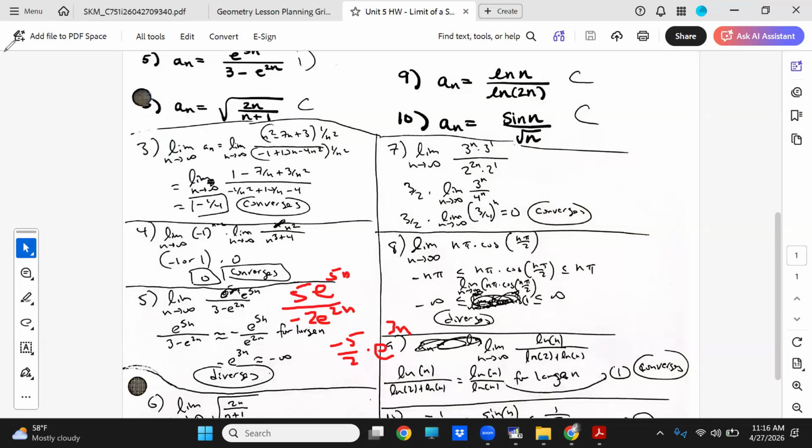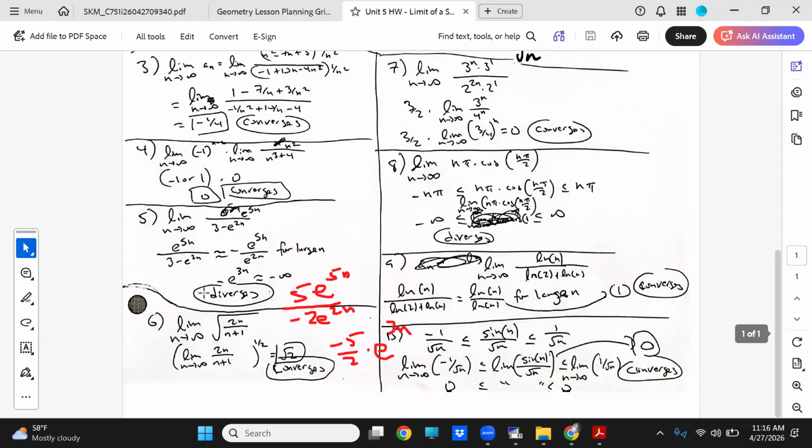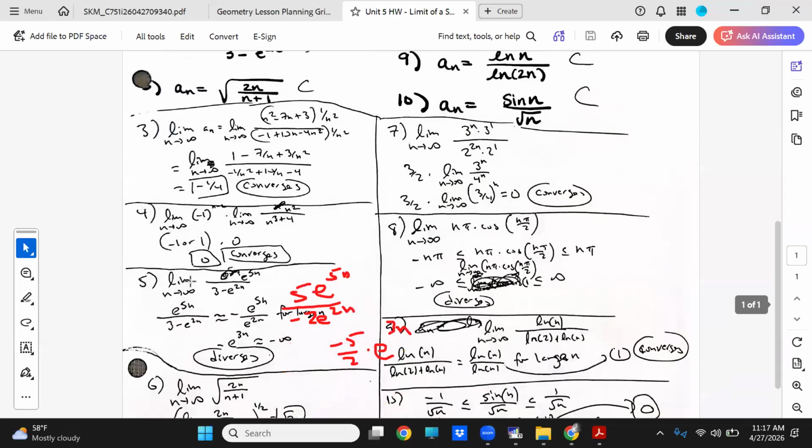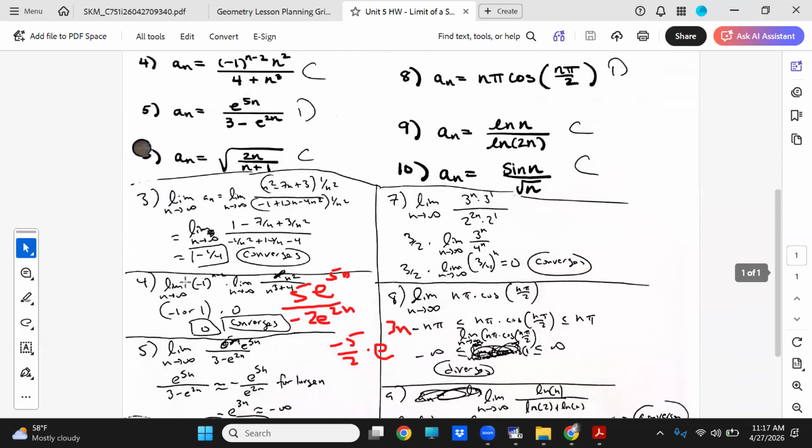For 6, you have a radical going on here. You can actually square both top and bottom separately if you want, or just push it off to the side and square the whole limit because it's using the limit property. Of course, 2n over n plus 1 converges to 2 when n approaches infinity. We know this now. And you're square rooting it, so it's root 2, but it doesn't matter. That still converges.